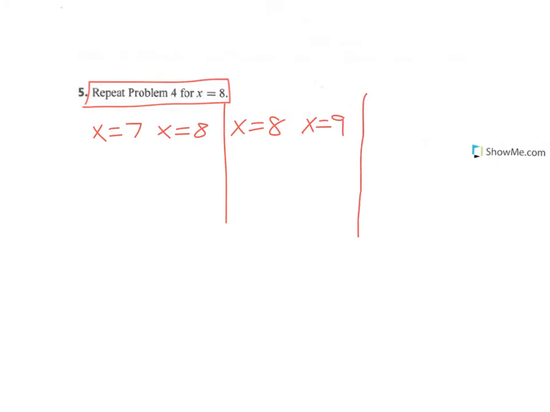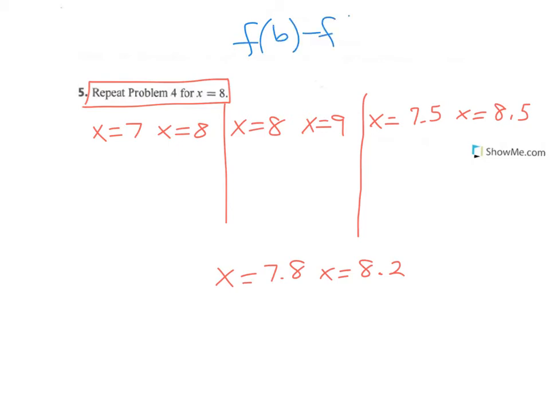And then a half unit above and a half unit below, so x equals 7.5 to x equals 8.5. And then lastly, you're going to explore 0.2 units above and below. So in this case, x equals 7.8 to x equals 8.2. And again, now using the average rate of change formula again over each of these intervals, so f of b minus f of a all over b minus a using your calculator, and then subbing these values in, again to the same function, y equals the square root of 1 plus x.